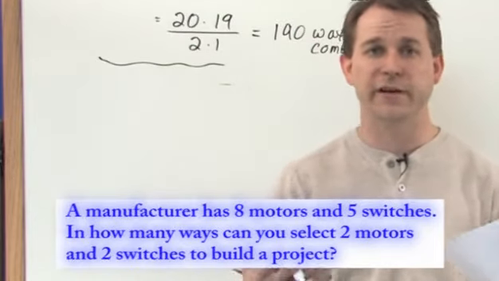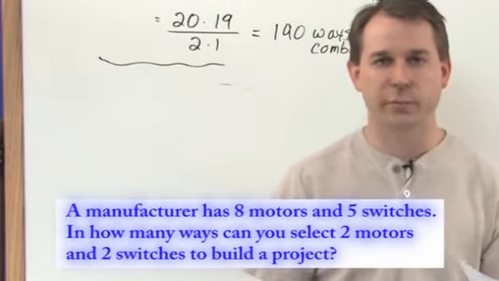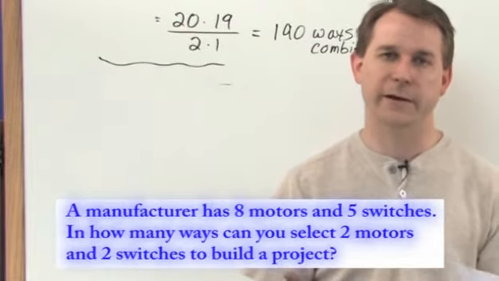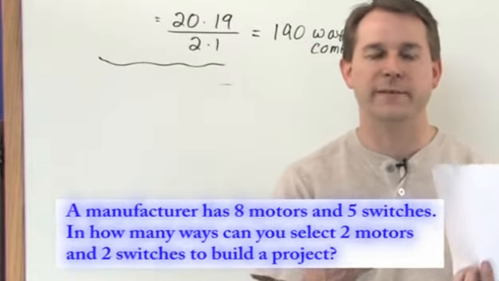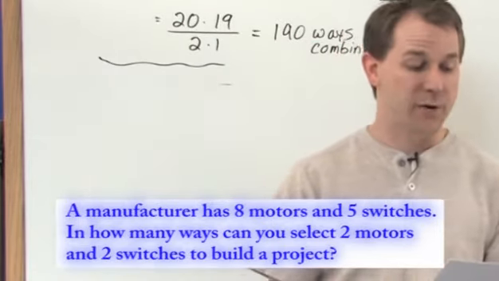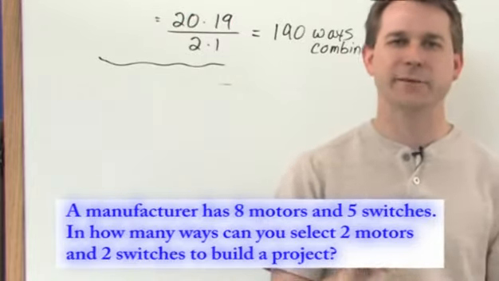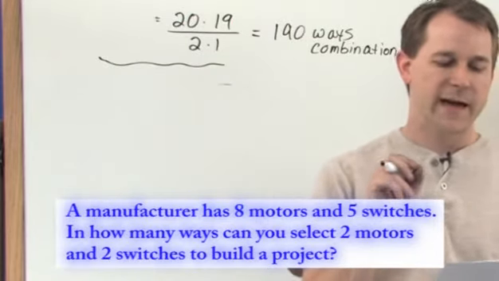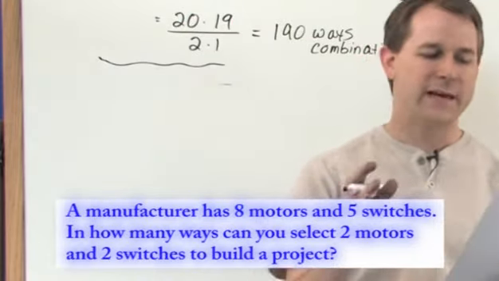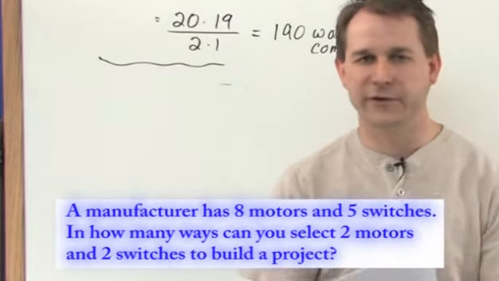I'm picking 2 motors at a time. It doesn't matter the order in which I pick the motors. That's not what I'm talking about here. There's no race involved. There's no specific ordering like that. So it's a problem in combinations. The only thing that makes this problem a little bit trickier is that you have 8 motors and 5 switches, but I'm picking 2 motors and 2 switches. How do I do that?